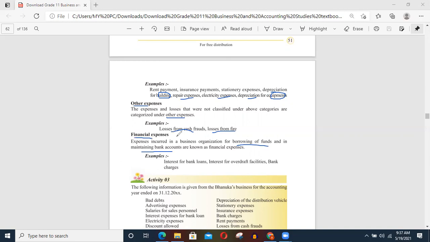So a few examples under financial expense would be interest for bank loan, interest for overdraft, and also bank charges. So all these are financial expenses. Okay, so hope that's very clear. And now I think it's time for us to do a tiny question together. Okay, so let's move over here.